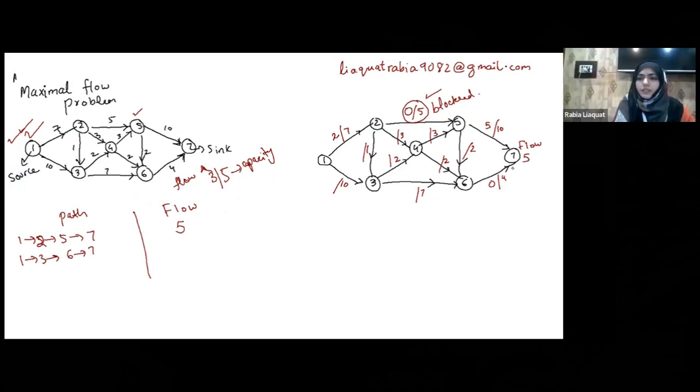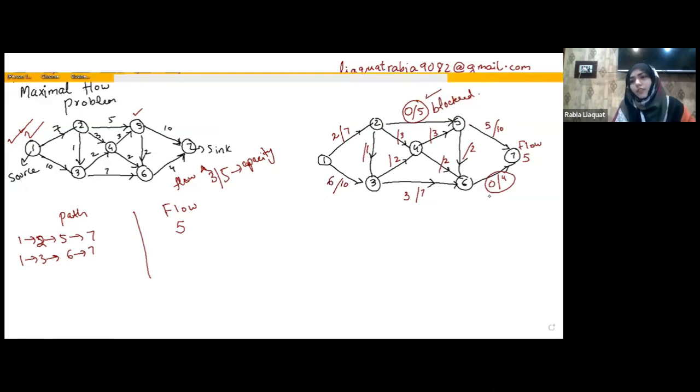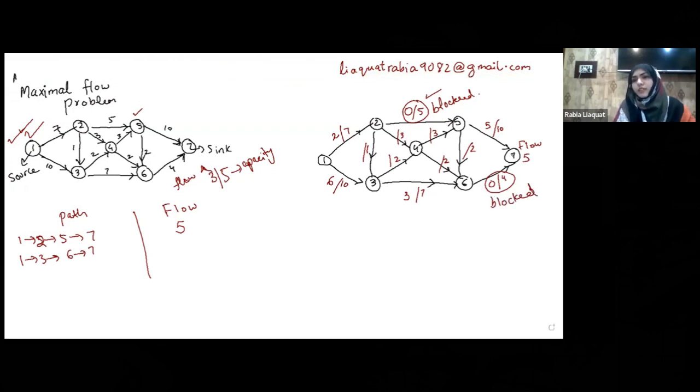So the shortest capacity is 4. 4 minus 4, 0. 7 minus 4, 3. 10 minus 4, 6. So where I got 0, that will be blocked. So the flow is 4.